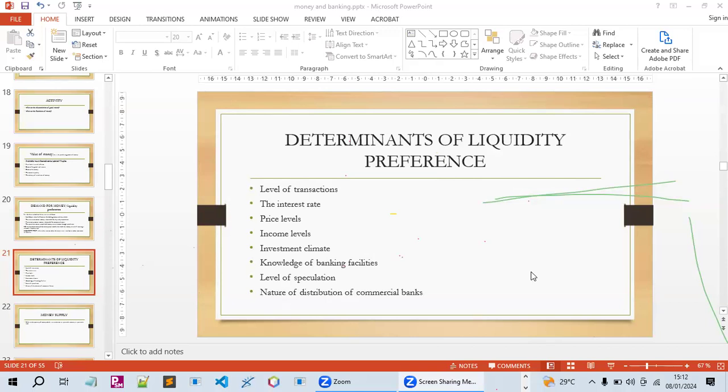And then for the general price levels, a high price level leads to high liquidity preference as people tend to hold much money so as to meet their needs. However, as prices stabilize, the level of liquidity preference tends to fall as people need less money to meet their needs.